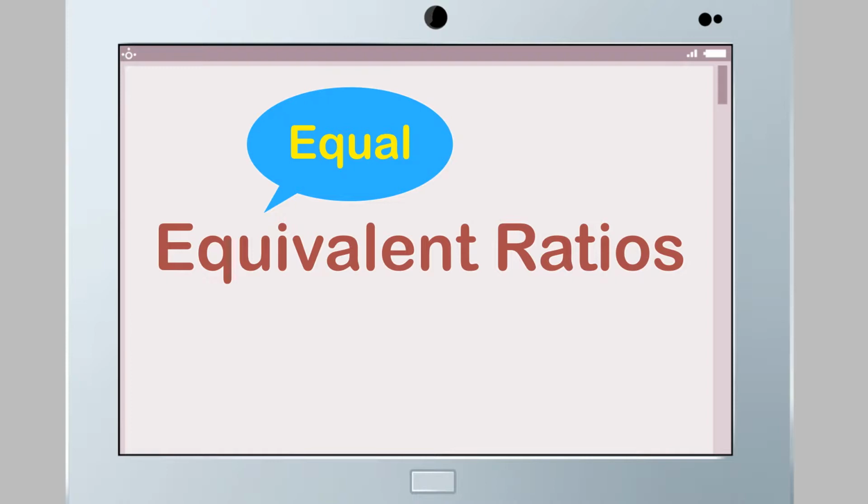Here is an example. 4:8 is equivalent to 2:4. It is also equivalent to 1:2. All these ratios are equivalent. But how do we know that they are equivalent? Let's find out.